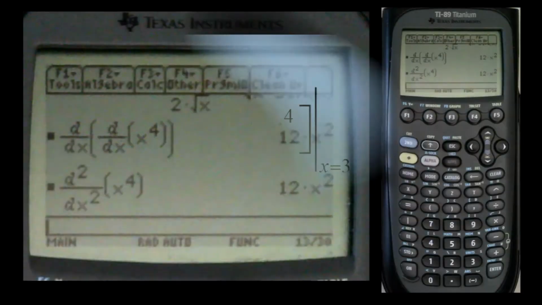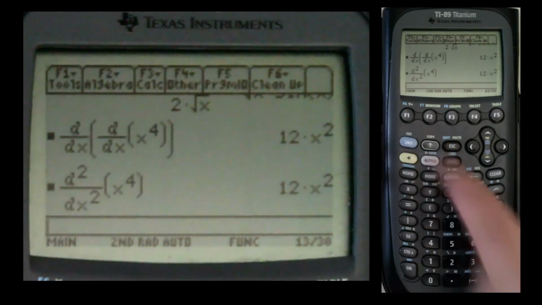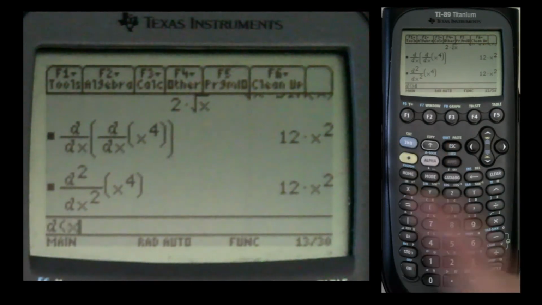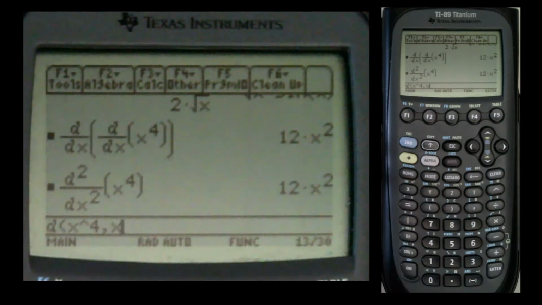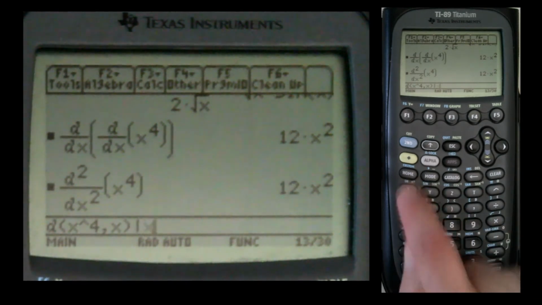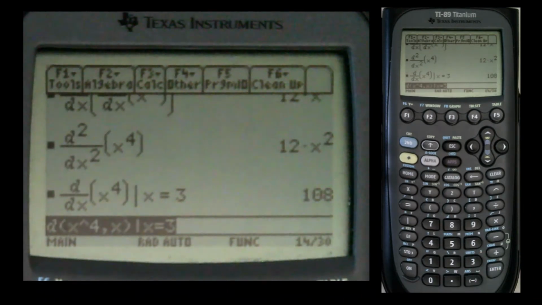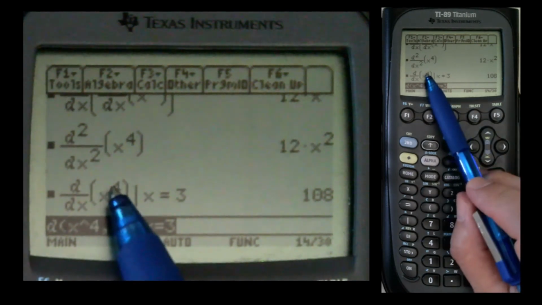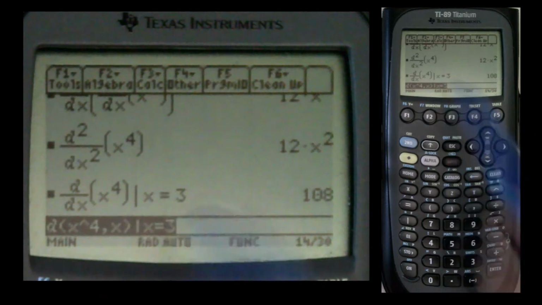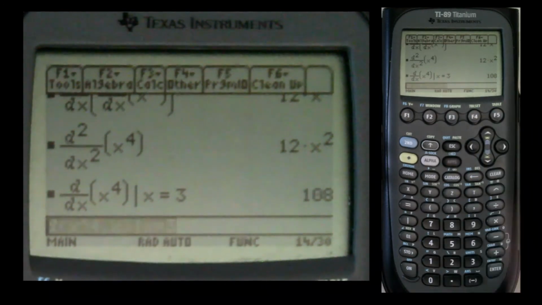On the calculator, the way you could do that is you could take the derivative of x to the 4th. I'm going to tell it the variable is x. And then I'm going to use that same evaluation bar that we used previously, and I'm going to say that I'm going to evaluate this when x equals 3. Okay? And that will tell you that it is 108. It's taking the derivative and then evaluating it when x equals 3. Okay? So that's derivatives.